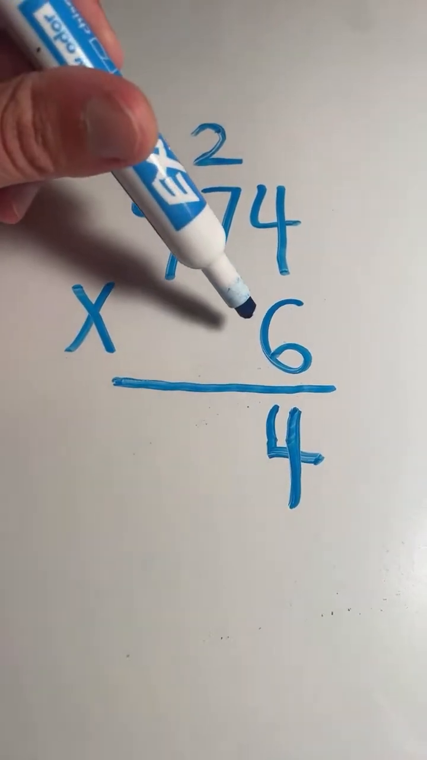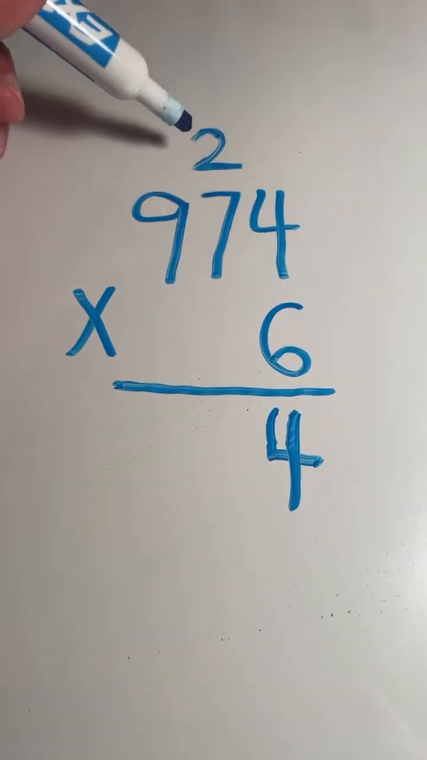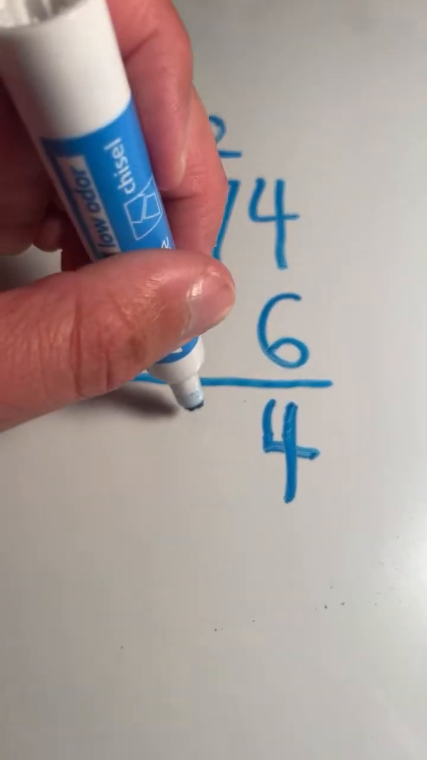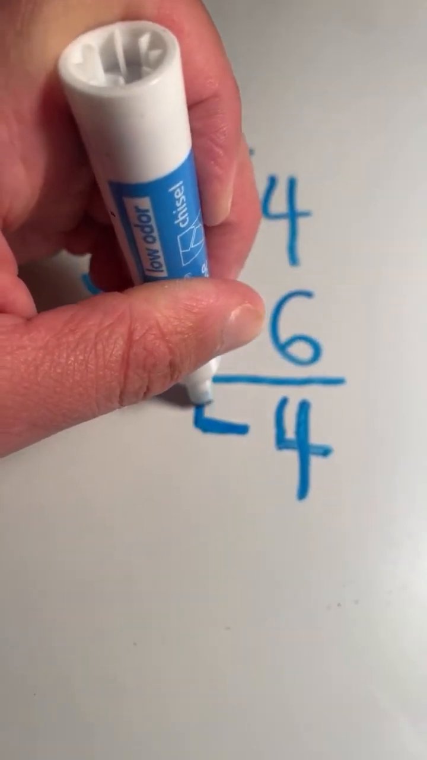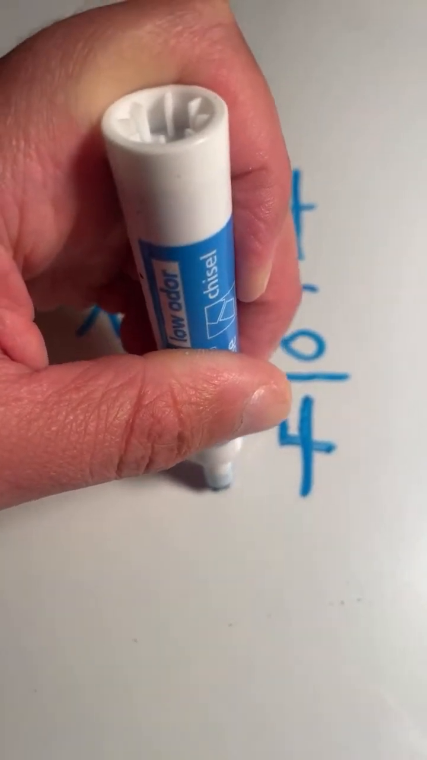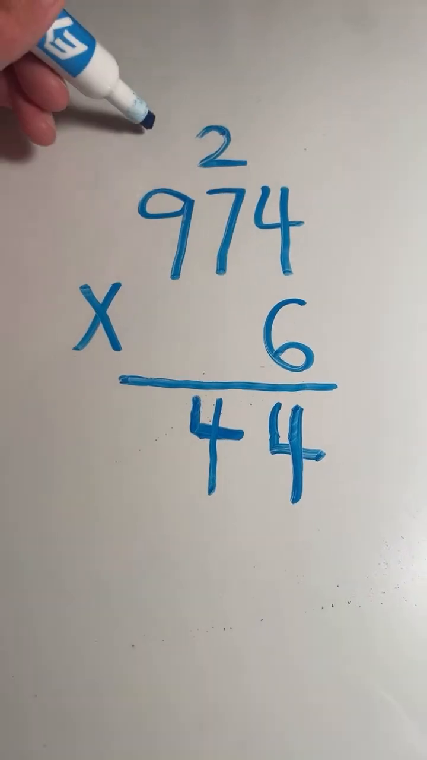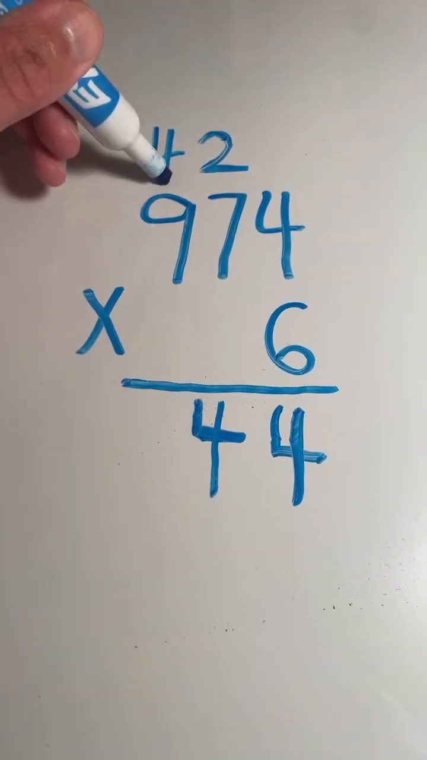All right, 7 times 6 equals 42, plus 2 equals 44. So again, we got to regroup. So the 4 in 44 goes in the tens place. The other 4 in 44 gets carried over to the hundreds place.